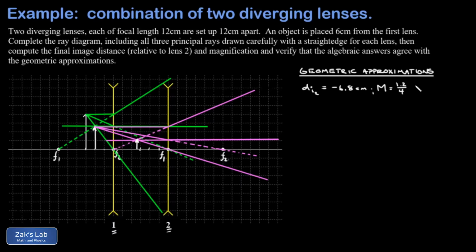So 1.2 over 4 for our total magnification. And this gives us approximately 0.3. The fact that it's positive means the image is upright. And then 0.3 means it's only 30% the original height.